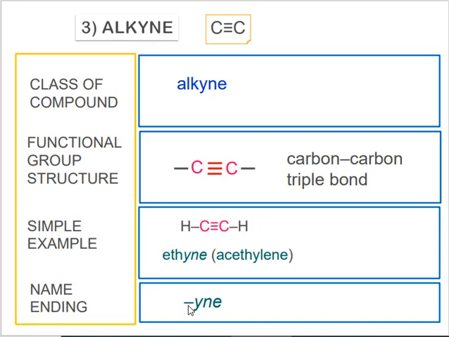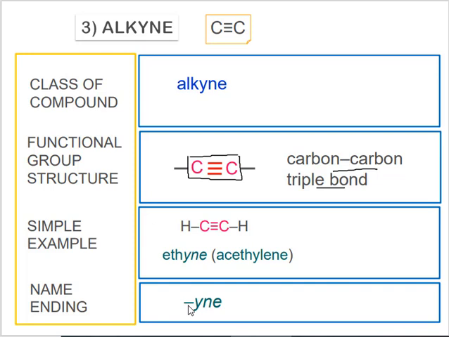Next we look at alkyne. Alkyne basically refers to carbon triple bond. So the class of compound is alkyne. The name of the functional group is carbon triple bond. Again, take note of the difference between class of compound and their functional group name.